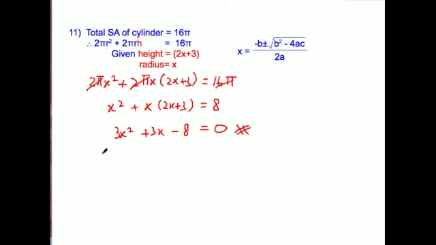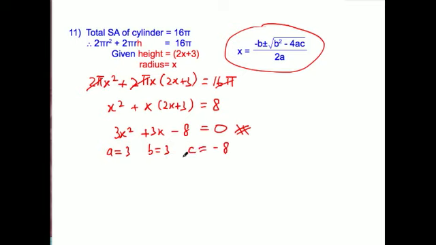In the second part, we are asked to solve this equation. To solve this equation, we need to use the formula x equals minus b plus or minus the square root of b squared minus 4ac, divided by 2a. Our a is 3, b is also 3, and c is negative 8. We need to show the substitution into the formula, as this carries some marks.